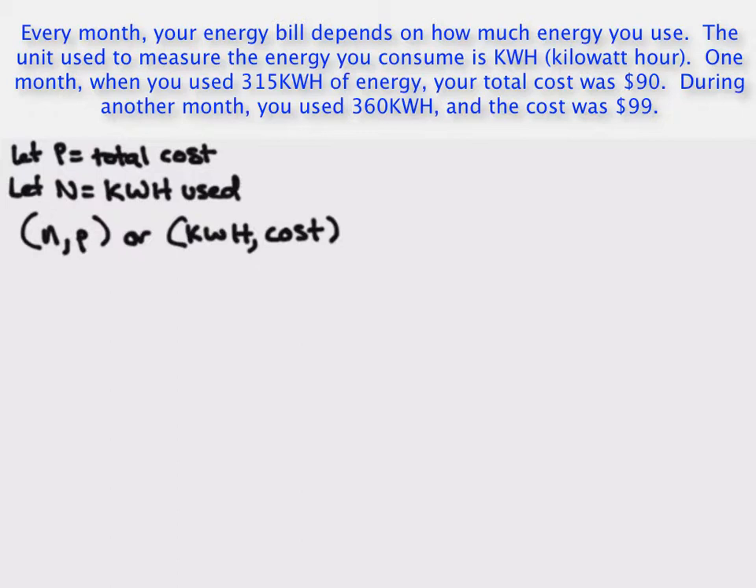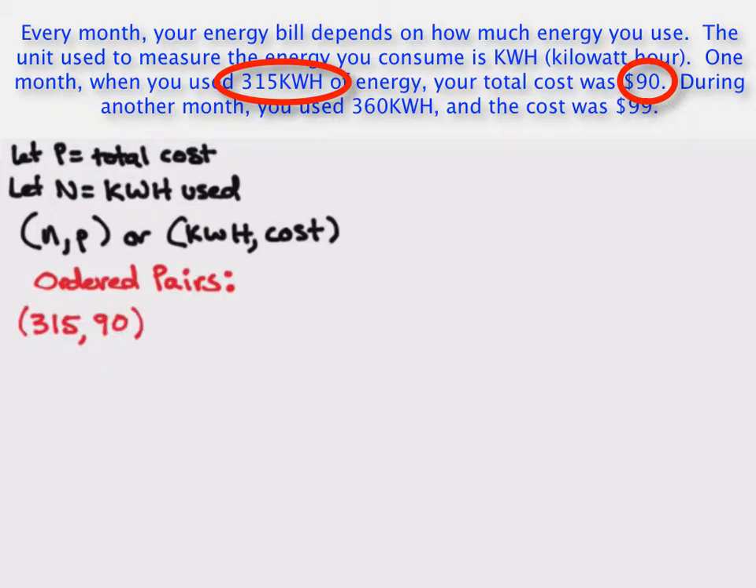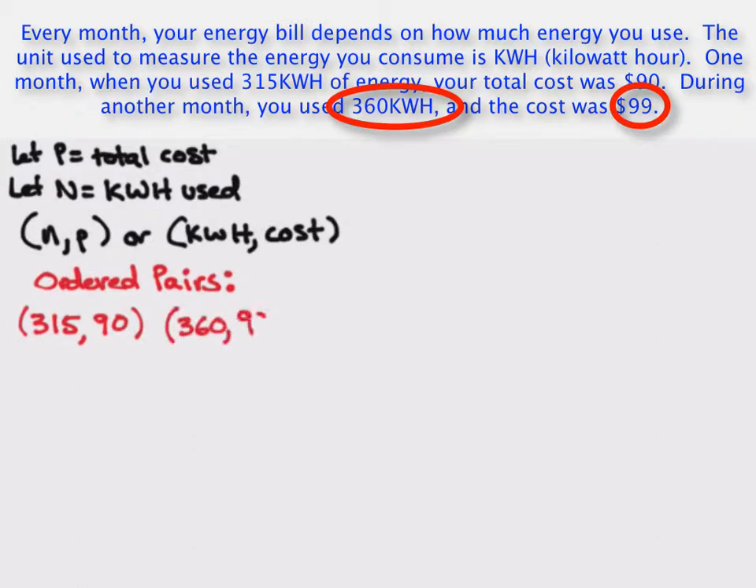Alright, and my claim is that from the information we have, we can come up with two ordered pairs about how much energy we use and how much it cost. When we used 315 kilowatt hours of energy, the cost was $90. That gives us the ordered pair (315, 90). When we used 360 kilowatt hours of energy, the cost was $99. That gives us the ordered pair (360, 99).